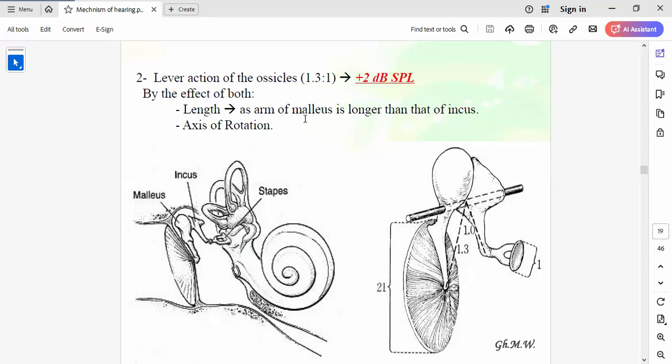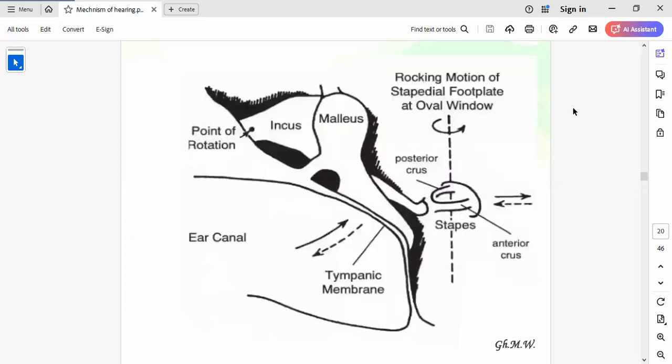So the arm of the malleus is longer than that of the incus, and the axis of rotation, as in this figure, is the axis of rotation of the malleus and incus. The incus rests on the posterior wall of the middle ear, causing this axis of rotation or action at the oval window. This is the articulation figure: the malleus, the incus resting on the posterior wall, and the incudostapedial joint.